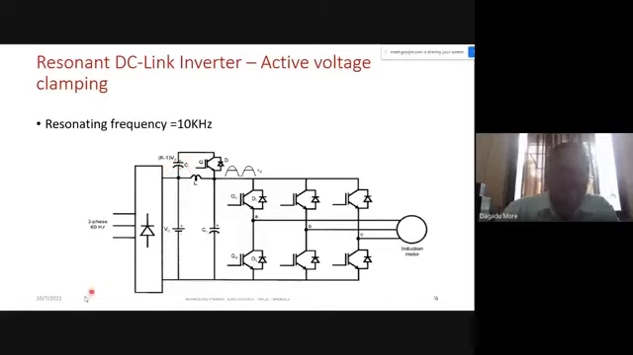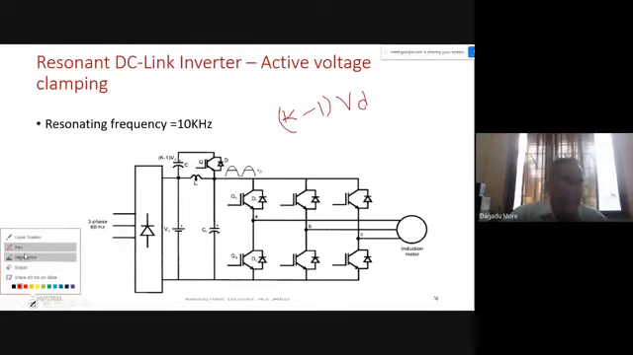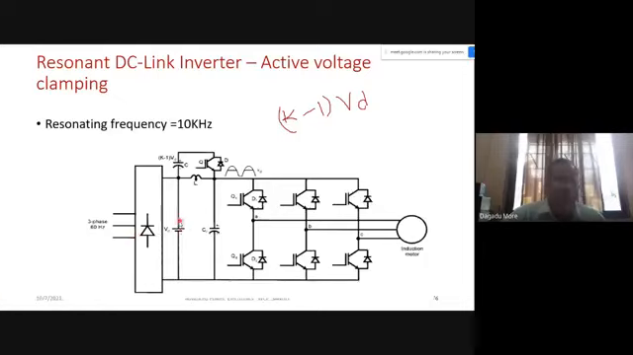Here, the voltage across the capacitor we can write as K minus 1 into VD, where the input voltage is represented as VD. Here we want to maintain the maximum voltage at 1.5 times VD. So K will be 1.5, and this capacitor voltage will be 1.5 minus 1, so 0.5 VD. So this will be a normal DC link voltage.